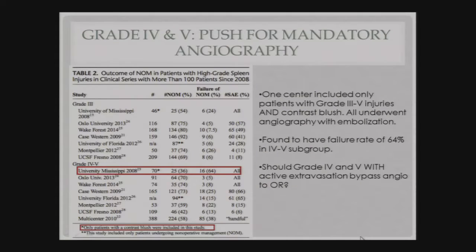And so then I wanted to come back to this one because I don't think you can just ignore it. And so you see this little asterisk, and in this study, only patients with the contrast blush were included. And so granted, it's one study and it's tough to base a whole set of guidelines off of one study, but it at least made me question if you have a grade 4 or 5 injury and active extravasation with this high of a failure rate, should you just bypass the angio suite altogether and go straight to the operating room for definitive management?